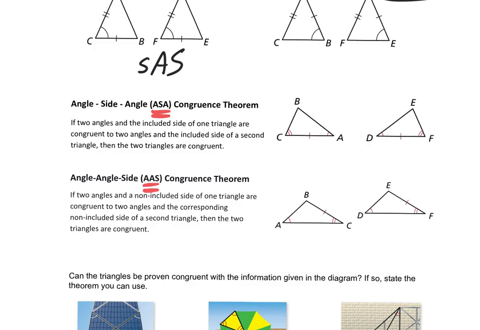Okay, when I do the first one, angle, side, angle, it's kind of like side, angle, side, except we have 2 angles and a side, okay? And when it's angle, side, angle, you've got to know the side between the 2 angles.